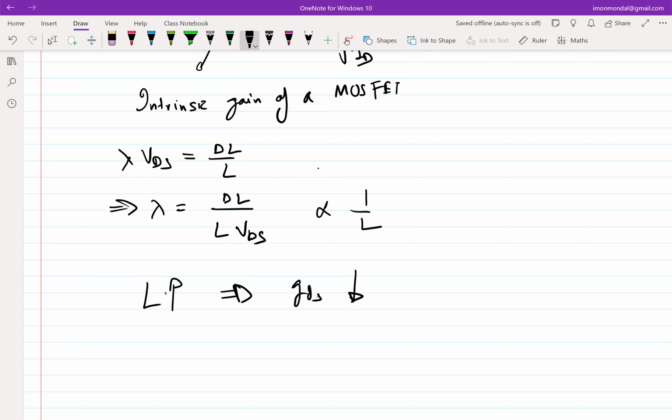Exactly. It will affect the current, right? My current is proportional to W by L. So my IDS is proportional to W by L. So I cannot unilaterally increase L. It will affect the current, it will affect GM. Let's say I do not want to affect the current, but I still want this effect. Then what should I do? You also have to increase W, right? Which means also need to increase W to keep IDS and GM unaffected.